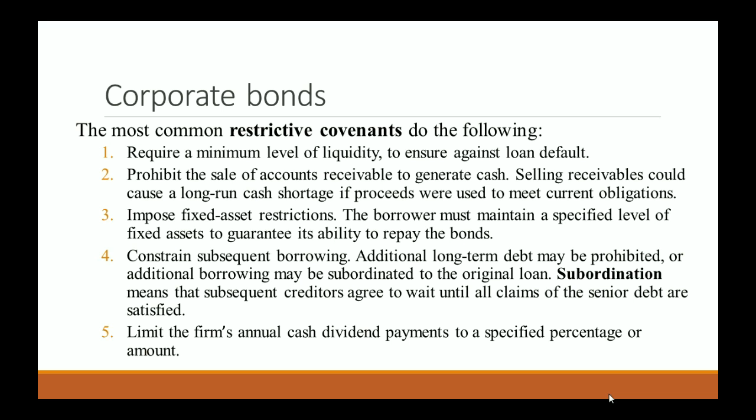It may also put limitations on subsequent borrowing, so it may say that yes, you can borrow money again in the future, but these will be subordinate debt. That means that your debt, you as the bondholder, the money they owe you is senior to any additional debt that they may issue. So in the event of default, they would have to repay you before they paid any subsequent borrowers. And finally, limit the firm's annual cash dividend payments to a specific percentage or amount.